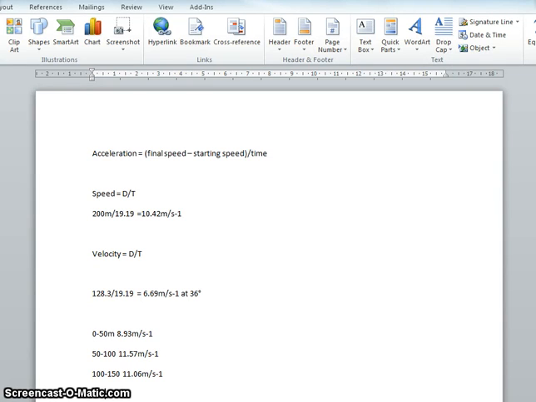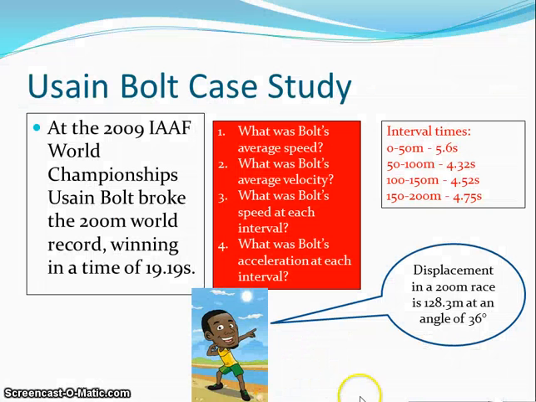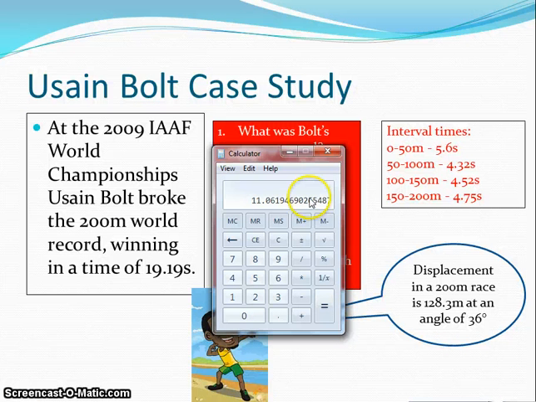Right, now we're going to work out the final interval of Usain Bolt's world record run. So, again, 50 meters. Divide that by 4.75, 10.53 when I round it up to 2 dp.